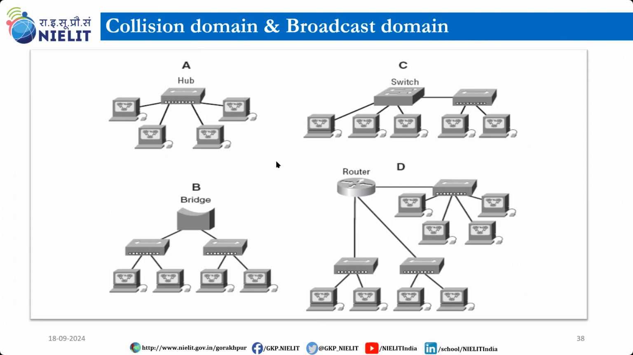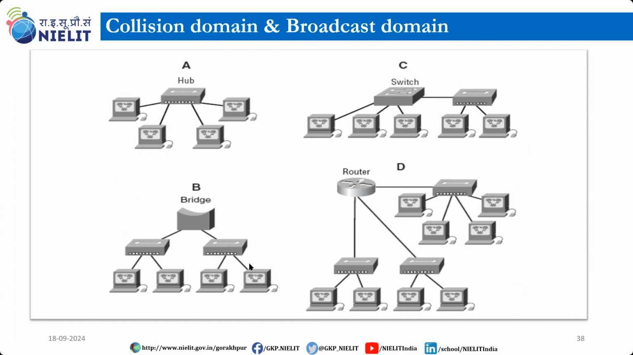In the case of B, this is the symbol of a bridge. Here, the bridge is further connected to a hub, and the hub is further connected to 2 PCs. Similar is the case on the opposite side. If this PC is generating a broadcast, it will go to this PC also. It will go to the bridge port also. Then the bridge will forward this broadcast message to the second segment. Again, this hub will propagate this broadcast message to every PC. It means the entire topology of B will form a single broadcast domain.